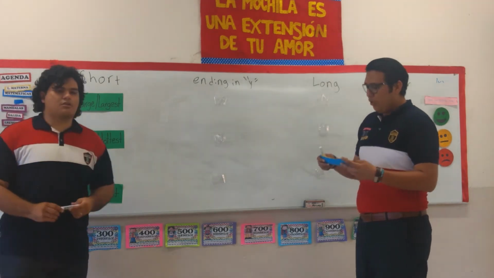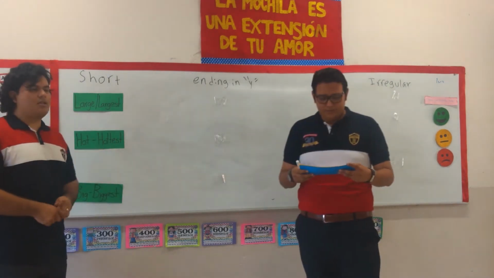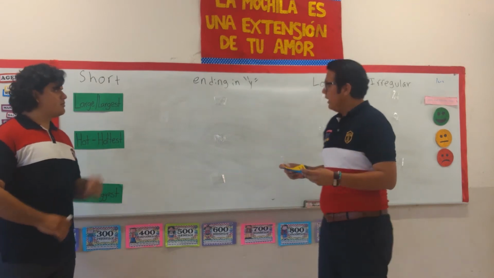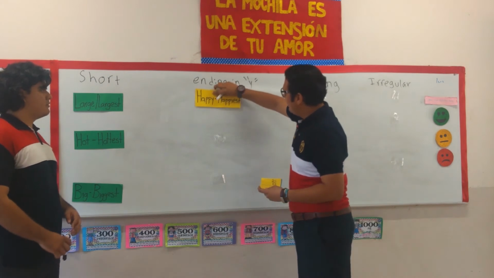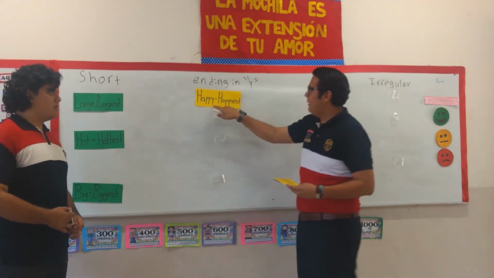Next, teacher Martin is going to tell us about adjectives ending in Y. The second rule is for superlatives that end with the letter Y. For example, happy.